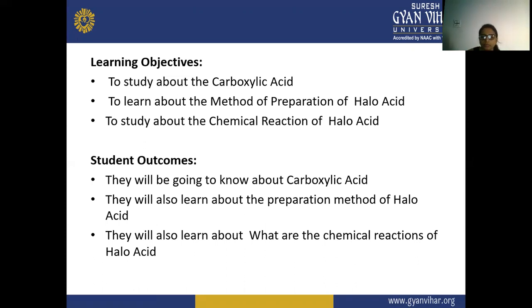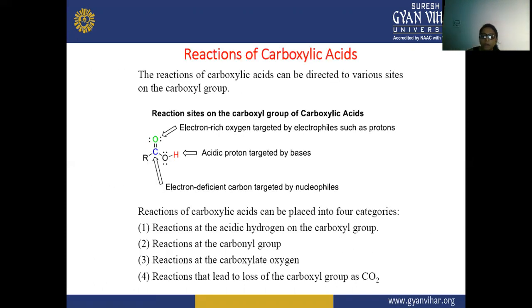Let's start the reactions of carboxylic acids. As I have already told you, these are the reaction sites of the carboxylic acid. In the carboxylic group, the oxygen has a lone pair present on it. So the electron deficient species will attack this oxygen because it is carrying a lone pair, and the electron deficient species is your electrophile, that is a proton, which needs electrons, having the positive charge on it, and that is why it will attack this oxygen.